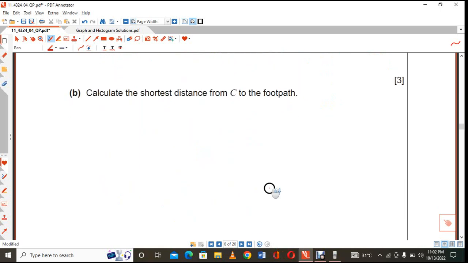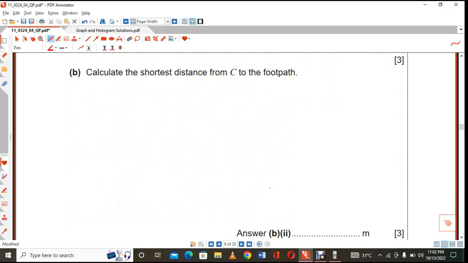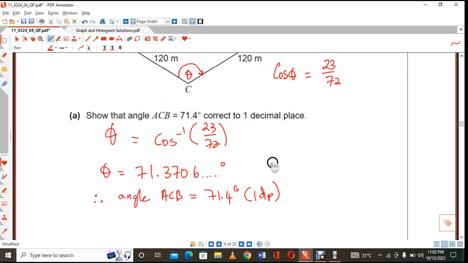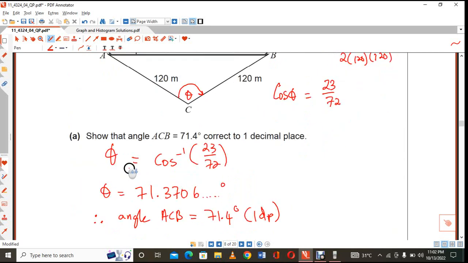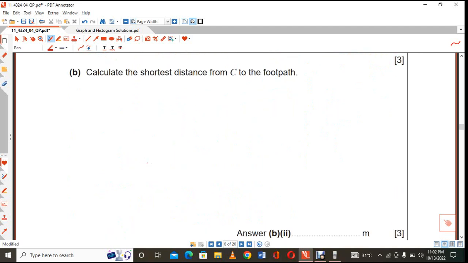Now they say calculate the shortest distance from C to the footpath. Now if you go back to the diagram, C to the footpath, it means it should be a perpendicular line. Okay, so if I say, for example, draw. Now let's not make that. Let's make it a solid line. So if you draw, extend it a bit.